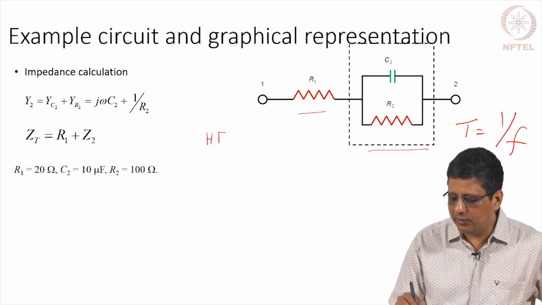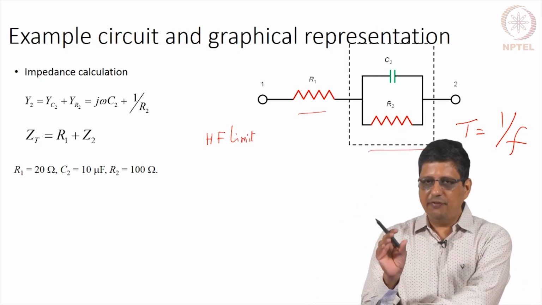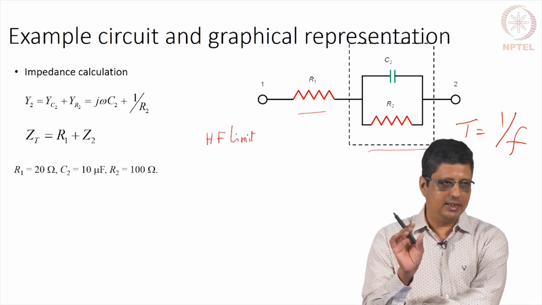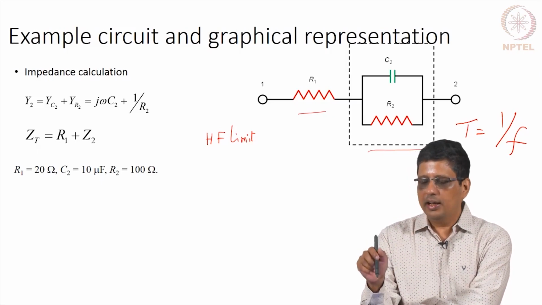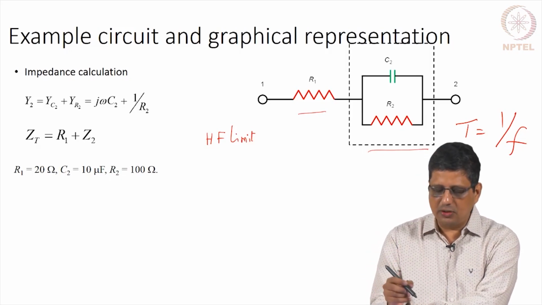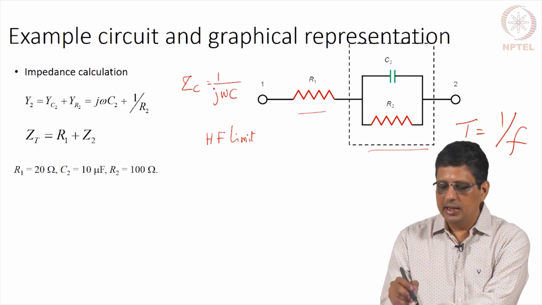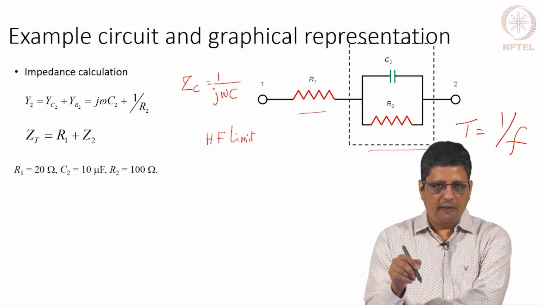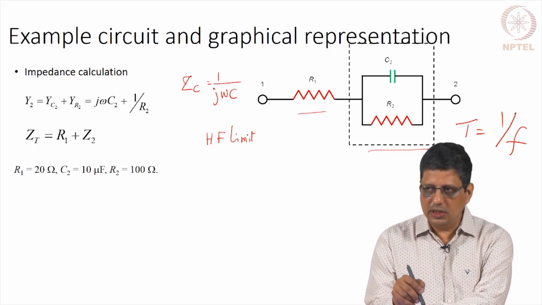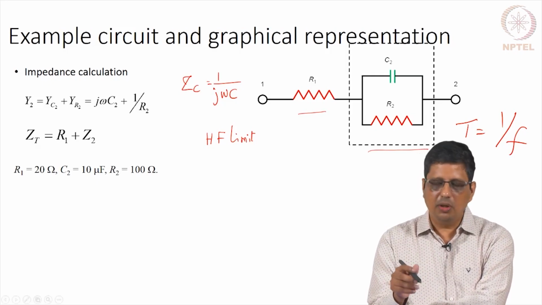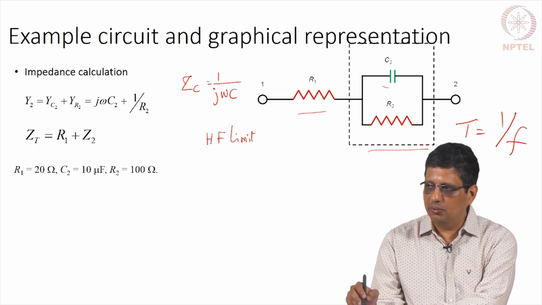So if you go to the high frequency limit, what happens? At all frequencies, the resistance has the same impedance, it is R, it is 20 ohm. The impedance of a capacitor is going to be Zc equals 1 by j omega C. C is a fixed number here. When I increase omega, this capacitance is going to give 0, 0 meaning very small value of impedance. So this will act as a short circuit.